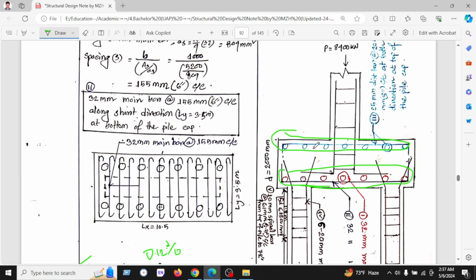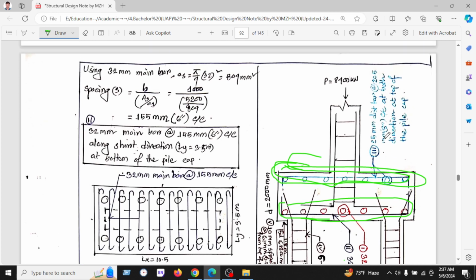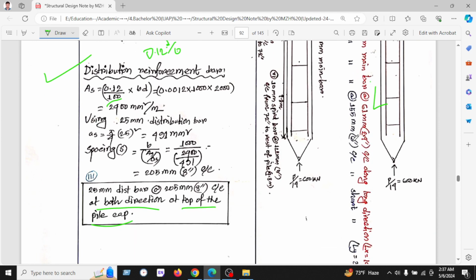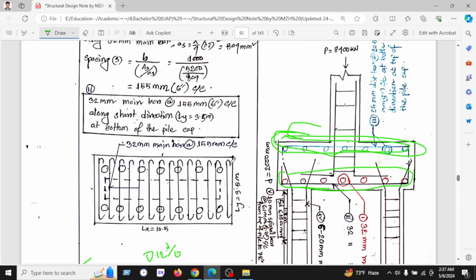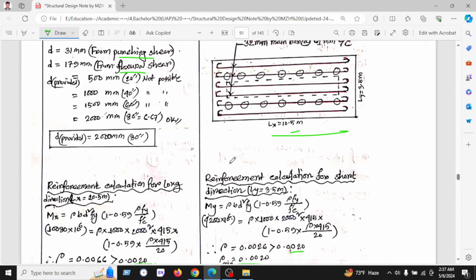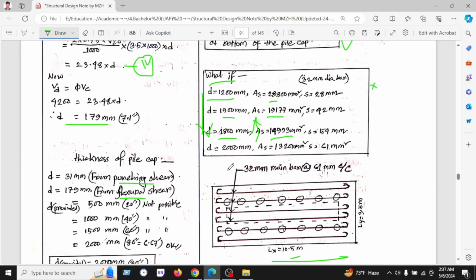Here is the top of the pile cap. I have already noted that at the top in both directions we will use this. So this is the final lecture. If you have any question, you can ask me.